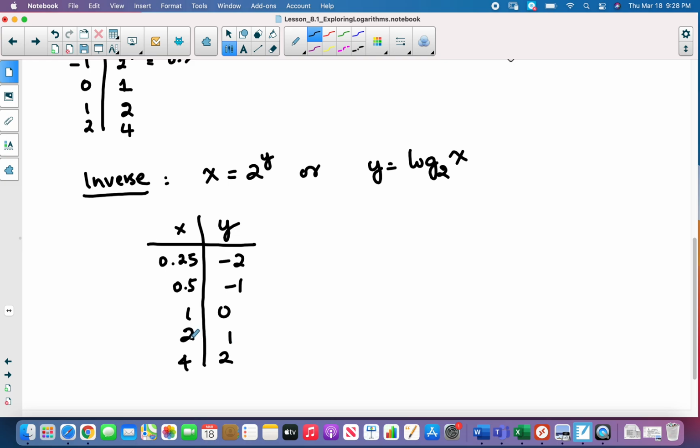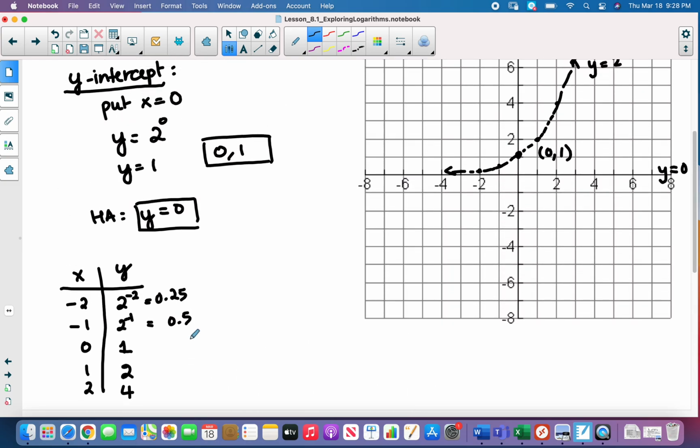And we can just now plot these points on this graph. So 0.25 and -2. So 0.25 is somewhere here, -2 is right here. Half and -1, so somewhere here. 1 and 0, which is right here. 2 and 1, which is right here. And then 4 and 2, which is right here. I'm just going to connect those and draw a smooth curve.